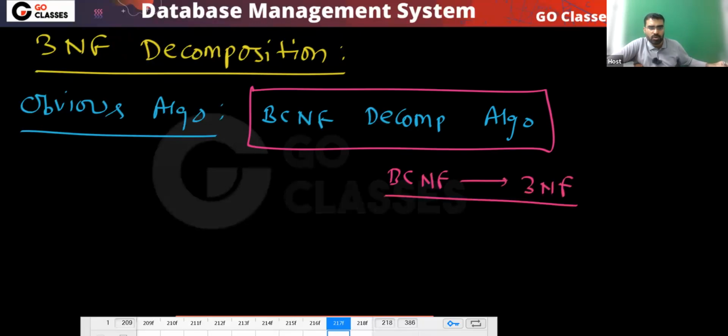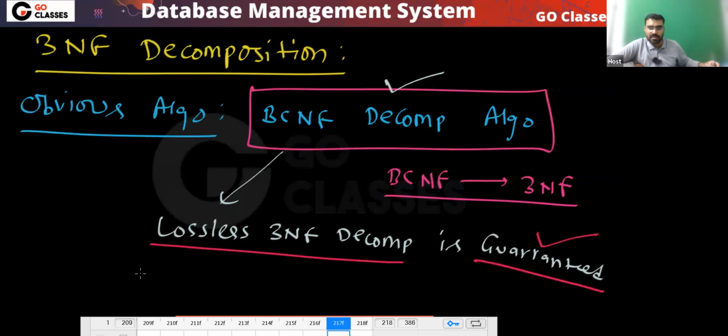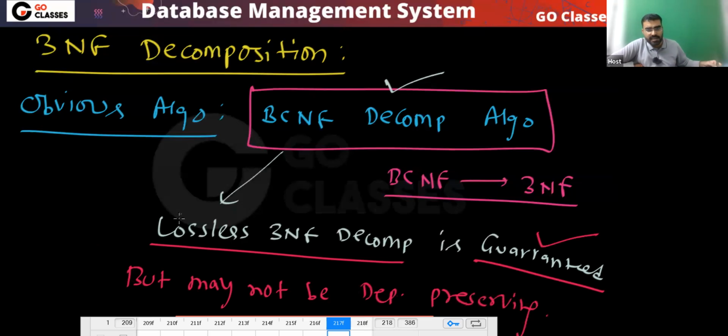So you can notice what to do. Just apply the BCNF decomposition algorithm. This algorithm will guarantee lossless decomposition. Yes or no? Using this algorithm, lossless 3NF decomposition is guaranteed, but it may not be dependency preserving. But I can guarantee lossless 3NF decomposition if you apply this algorithm.